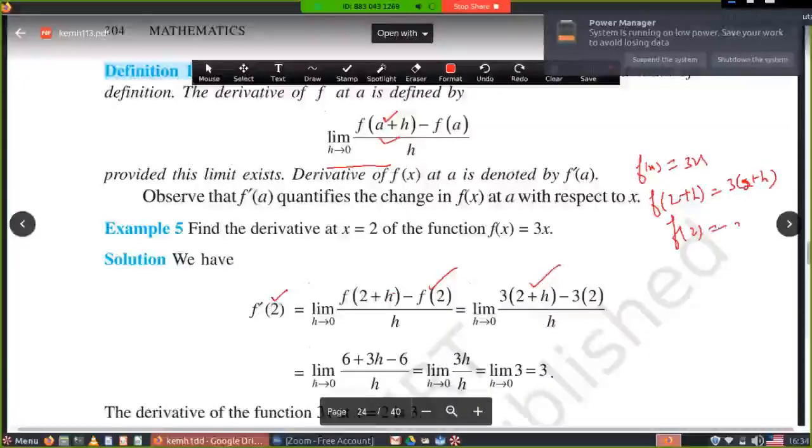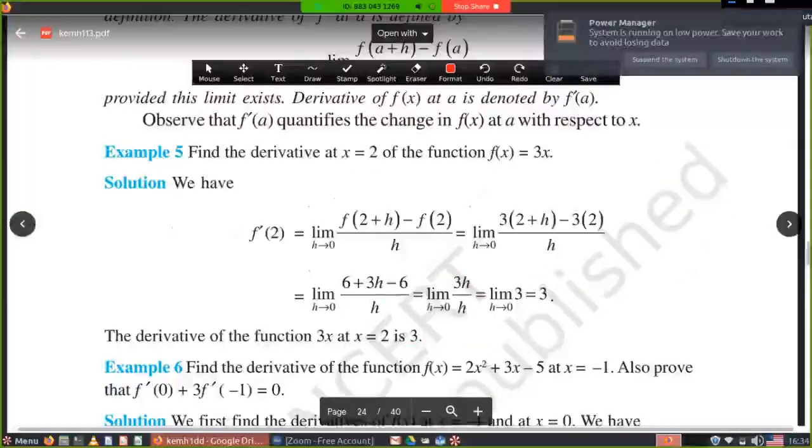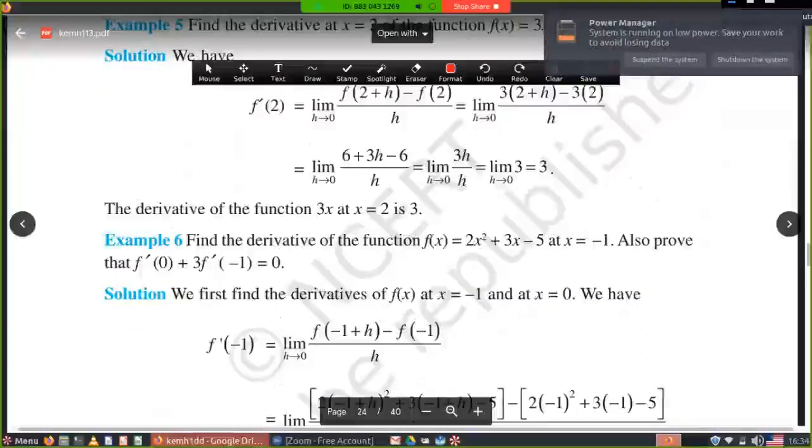F of 2 means x is replaced by 2. It becomes 6. And simplify it. It becomes 3h upon h. H is cancelled. When you apply the limit on the constant, the value will be 3 as it is. Now, the same formula we will apply for other questions which are given.